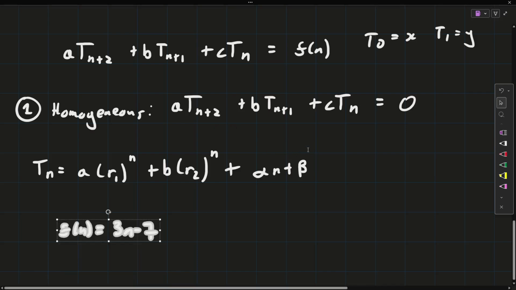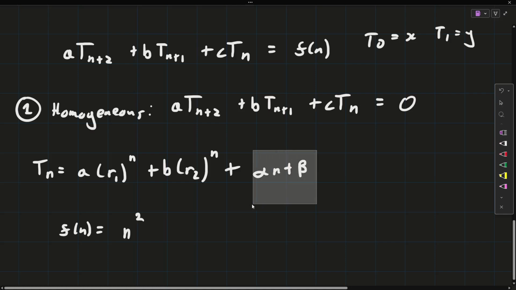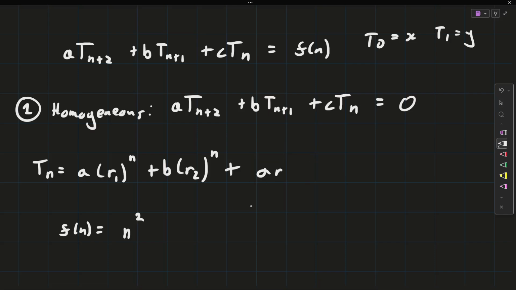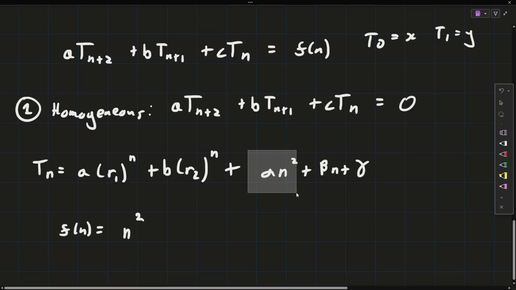So how about other cases? I'll go over all the cases here because we have to take a different guess. What if our function was some kind of quadratic? In that case, we'd want to add on a quadratic, and we have to generalize it, remember: alpha n squared plus beta n plus, I don't know, gamma. It's very important that you don't just say alpha n squared, because it could be any kind of quadratic.